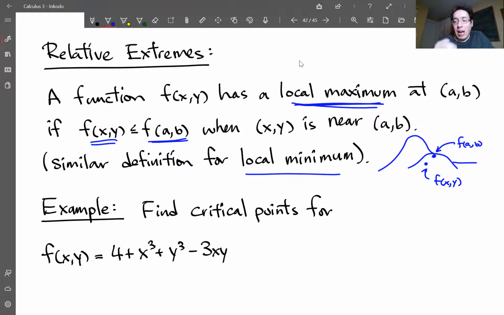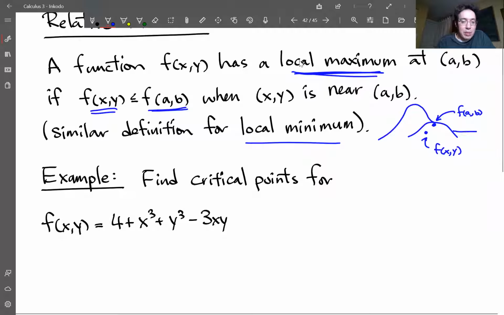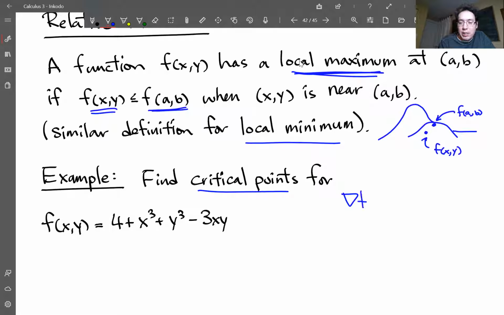The only time you can actually be on the top of a hill or the bottom of a valley is when the derivative in all directions is equal to 0. That's when the gradient is equal to 0. Those points are called critical points, much like we discussed in Calculus 1. Let's remember the gradient is a vector of partial derivatives, and all of these derivatives have to be 0 at the exact same time for it to be a critical point.